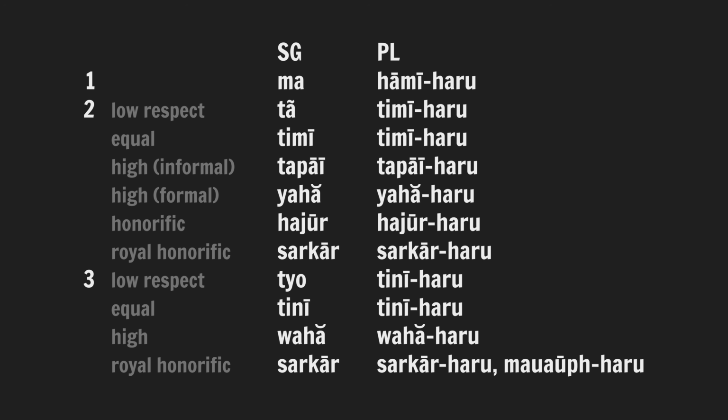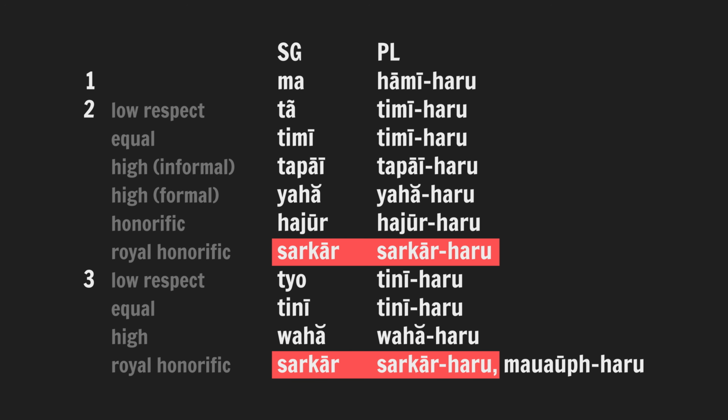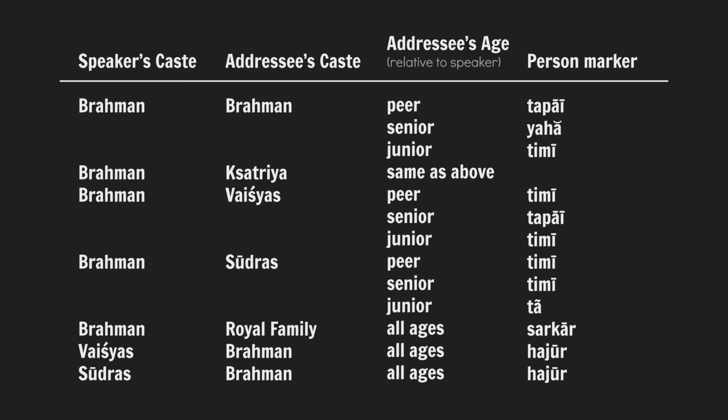Nepali has 5 levels of respect in the second person and 3 in the third. FYI, the form used to address a member of the royal family comes from a noun meaning government, and these two are demonstratives. Now, all of this is applied based on caste and age. So a Brahmin speaking to a senior Brahmin would use Yaha, but a Brahmin speaking to a junior Sudras would use Ta. And again, apologies to the fine people of Nepal for utterly butchering your language.